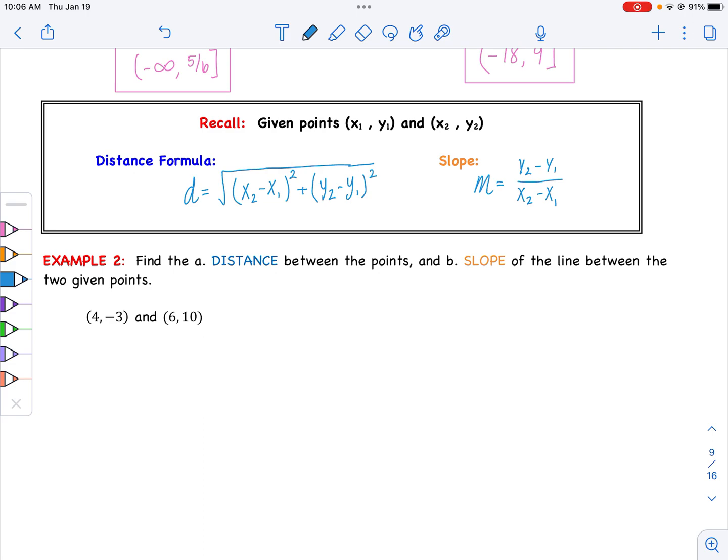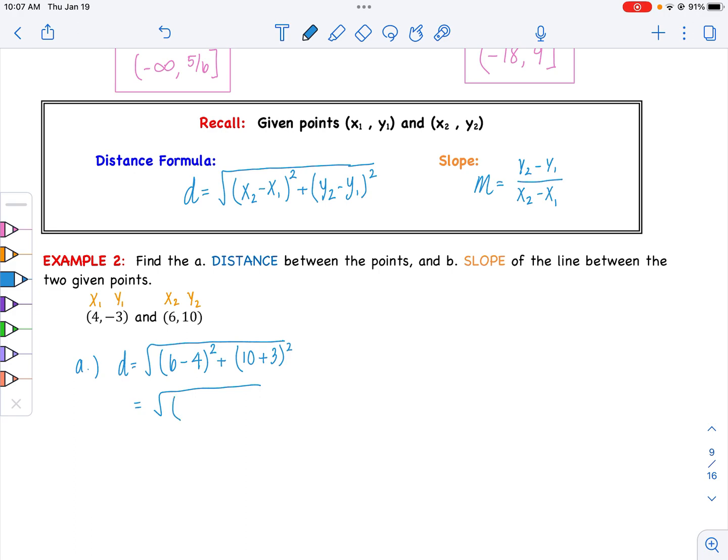So for example 2, we're going to find A, the distance, and B, the slope. What might be helpful is physically writing out that this is my x1, y1. This is my x2, y2. Have it be with the points, and then we're really just plugging right into the formula. So let's do A first. A is the distance. So the distance equals square root. x2 is 6. I'm subtracting x1, which is 4, and I'm going to square it. y2 is 10, and I'm going to subtract -3. So notice when I subtract a negative, you get an addition.